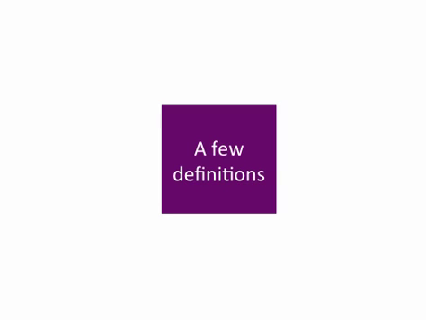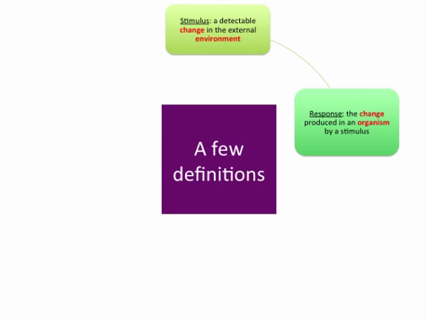Before we start, we need to get a few definitions in here. So, stimulus. A stimulus is a detectable change in the environment, something that may happen, for example, a rise in temperature. A response. A response is a change produced in the organism by the stimulus. In the temperature example, you might put on another jumper if you're cold.